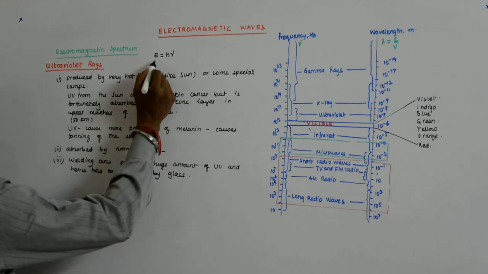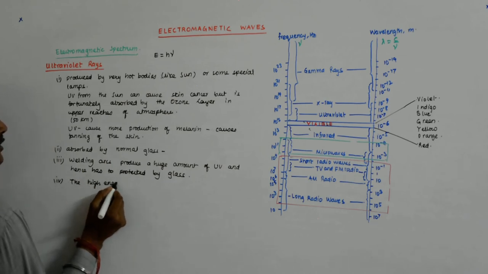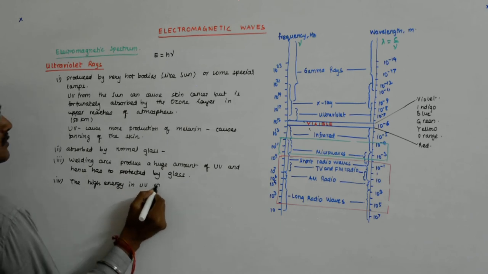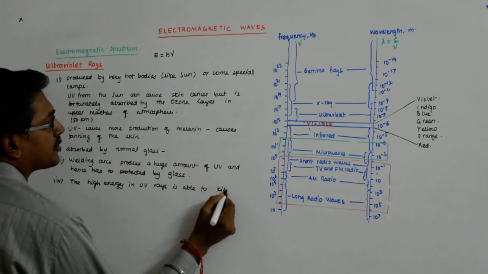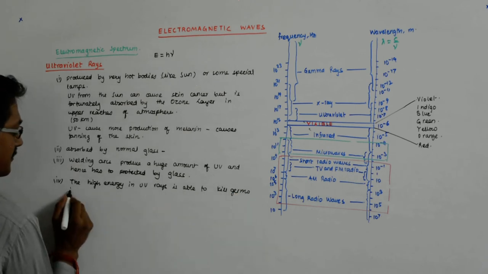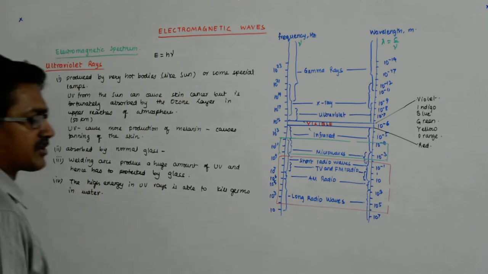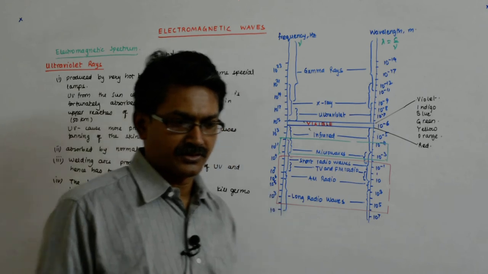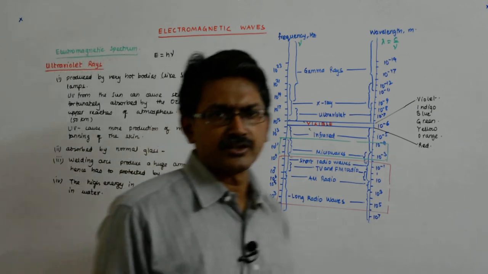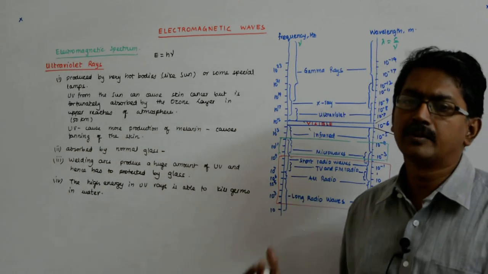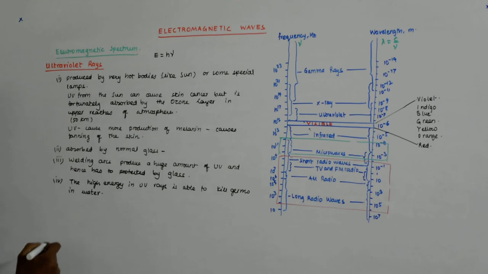So what happens? As we said, E is equal to h nu. The high energy in the UV rays is able to kill germs in water. And you must have heard of the UV filters, that is meant to kill the germs. Even after microfiltration, you're not able to kill the germs, right? Nor are you able to filter it. So you have to somehow kill it before you drink the water. So this is what is attained by that.